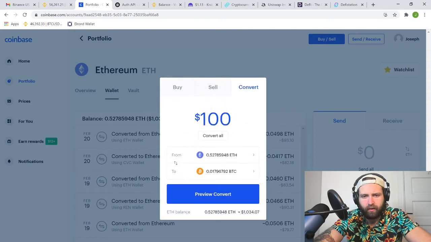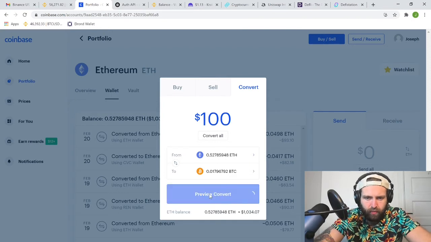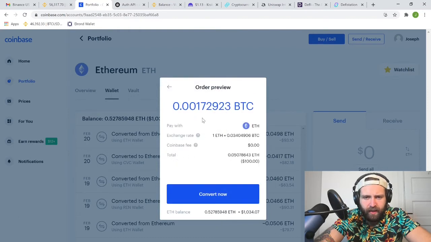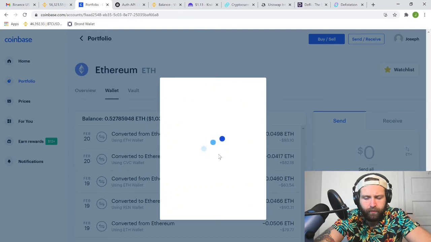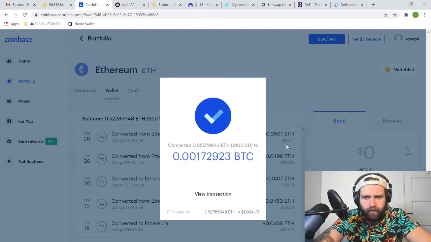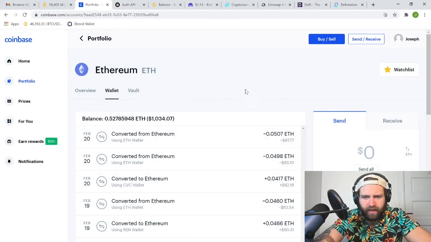However, I am not going to do that because Ethereum just broke $2,000 and I feel pretty good about it, even though most of my Ethereum is off of Coinbase currently. So let's preview conversion. Let's let this load just for 1 second and let's go ahead and convert. Okay, so you can see in the background it already updated that balance. So that was already done.